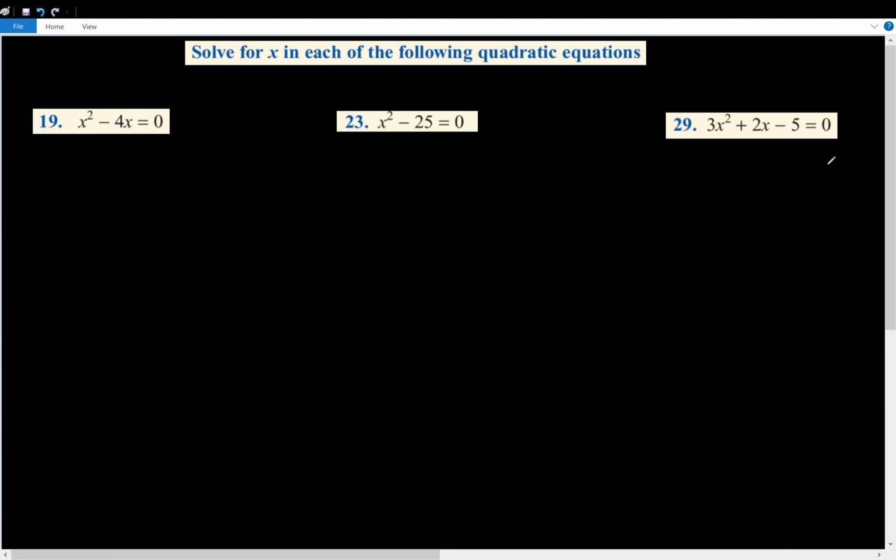This is questions 19, 23 and 29 in exercise 1.7 in Project Maths 3A. We have to solve for x in each of the following quadratic equations. So we'll start over here with 19.